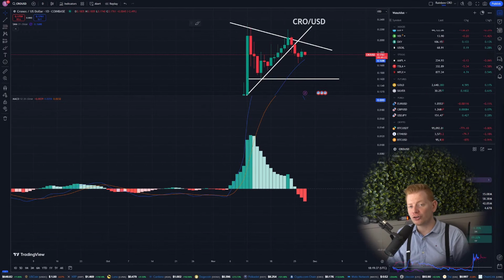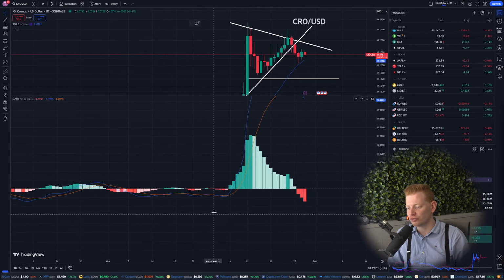But I want to take a look at 2 more things, guys, because that makes it more clear to me that the odds of going down are bigger than the odds of going up. So let me show you the MACD and also a previous price pattern as well. The MACD on the daily CRO chart recently flipped from the green into the red.